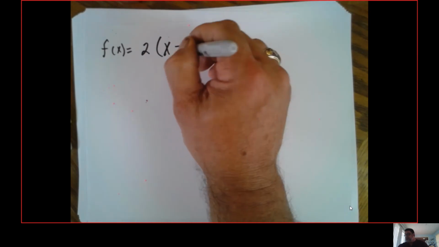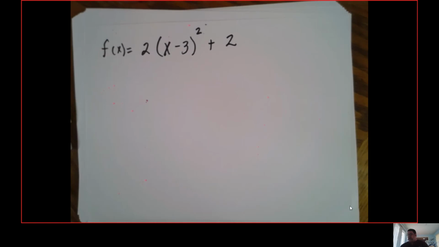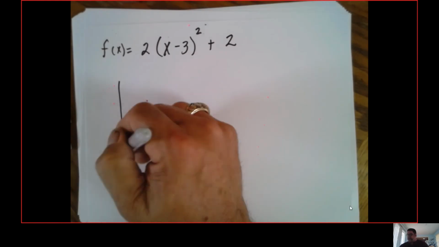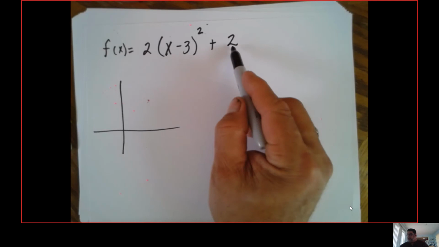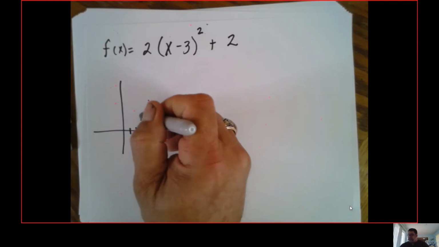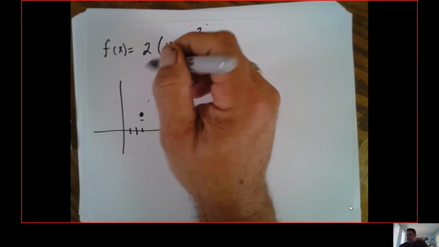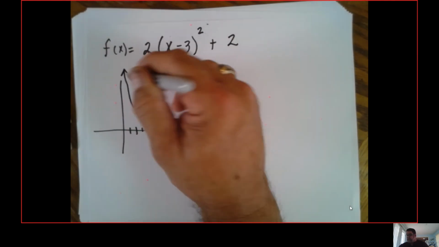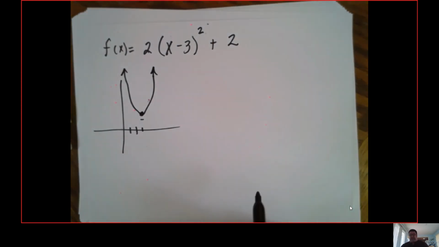minus 3 quantity squared plus 2, then you would say, okay, that's a parabola. It's got a vertical shift of 2 up and 3 to the right. So 1, 2, 3, 1, 2. And it's going upward and it's skinny. So it looks something like that. Okay? You could do that with your family of graphs.